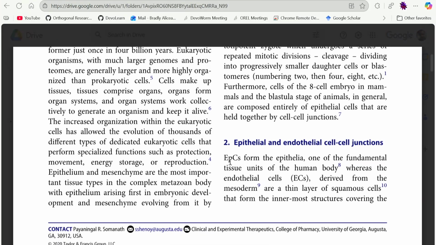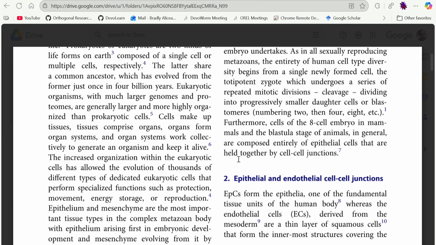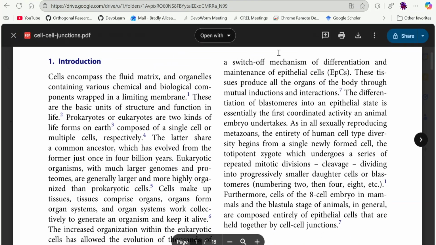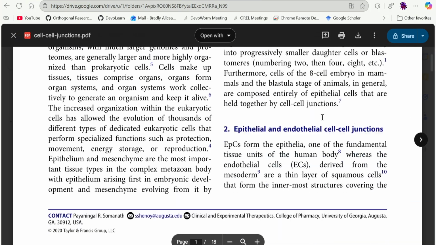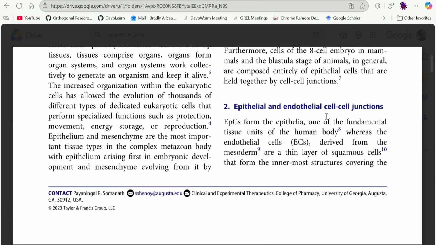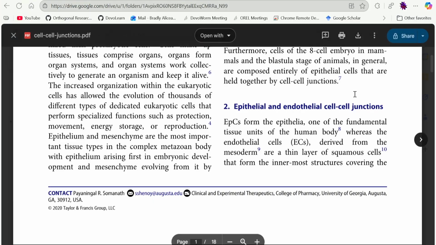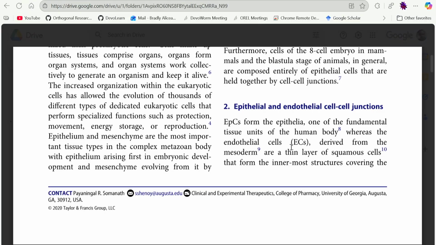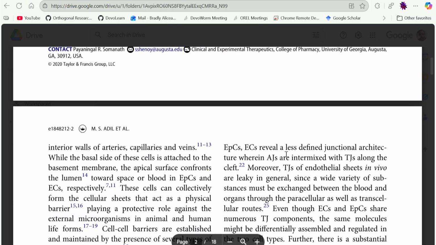So they talk about EPCs, which I guess are what they call epithelial cells. That's the abbreviation they're going to use. Epithelial cells from the epithelia, one of the fundamental tissue units of the human body, whereas endothelial cells are ECs, so it's EPCs versus ECs, derived from the mesoderm, or a thin layer of squamous cells that form the innermost structures covering the interior walls of arteries, capillaries, and veins.